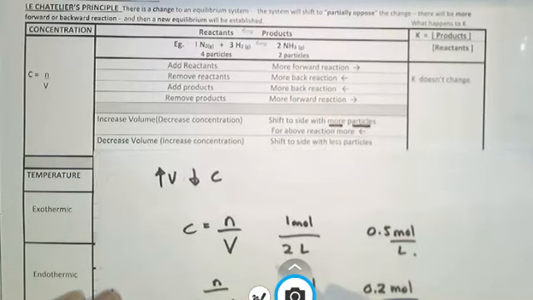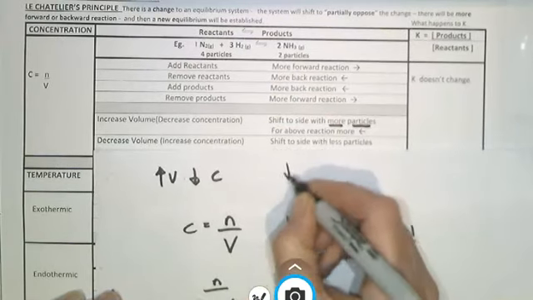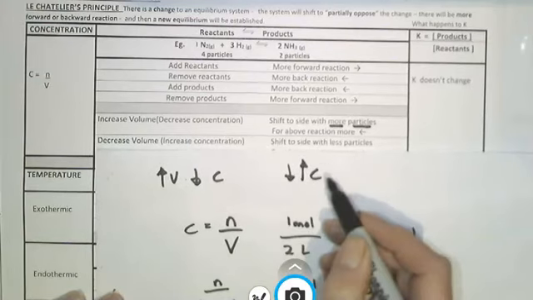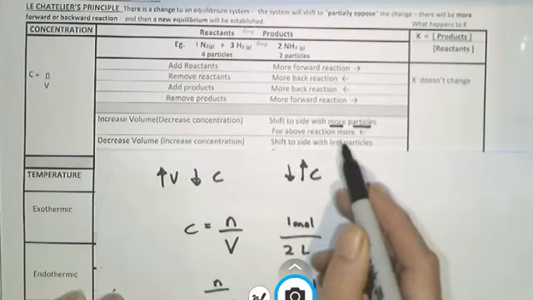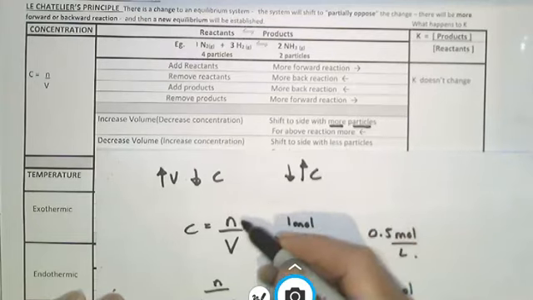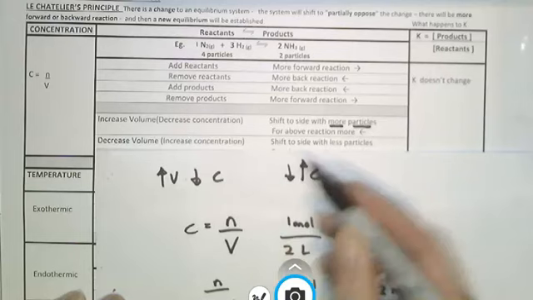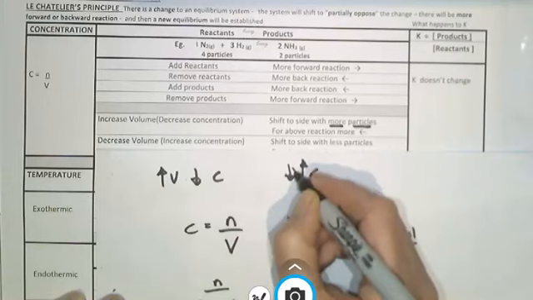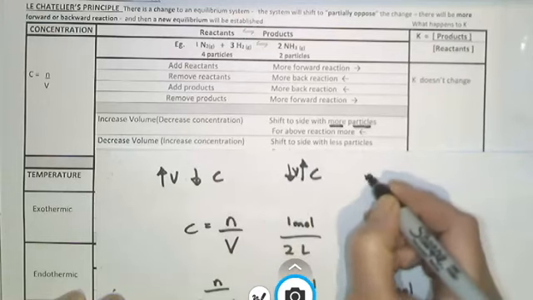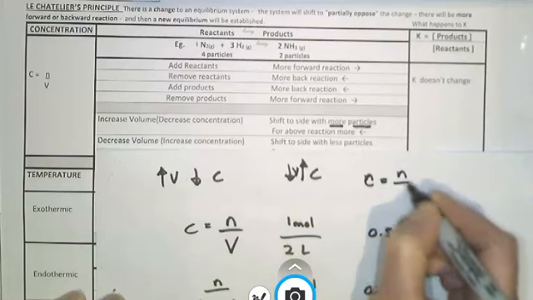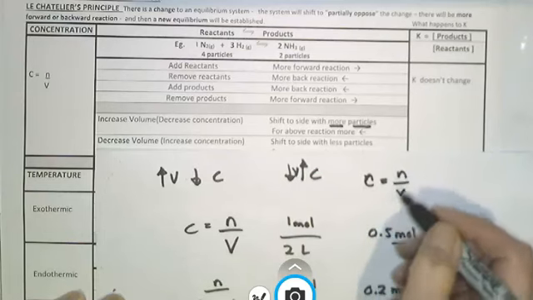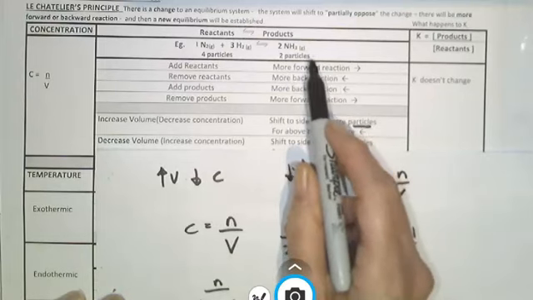Okay, so the opposite, if you decrease the volume, then you increase the concentration. Le Chatelier says it will partially oppose it to shift to the side with less particles. So you've got less number of mole. So that's the opposite. If you decrease the volume so this gets smaller, then you're going to shift to the side to make that smaller. So that would be more forward reaction.